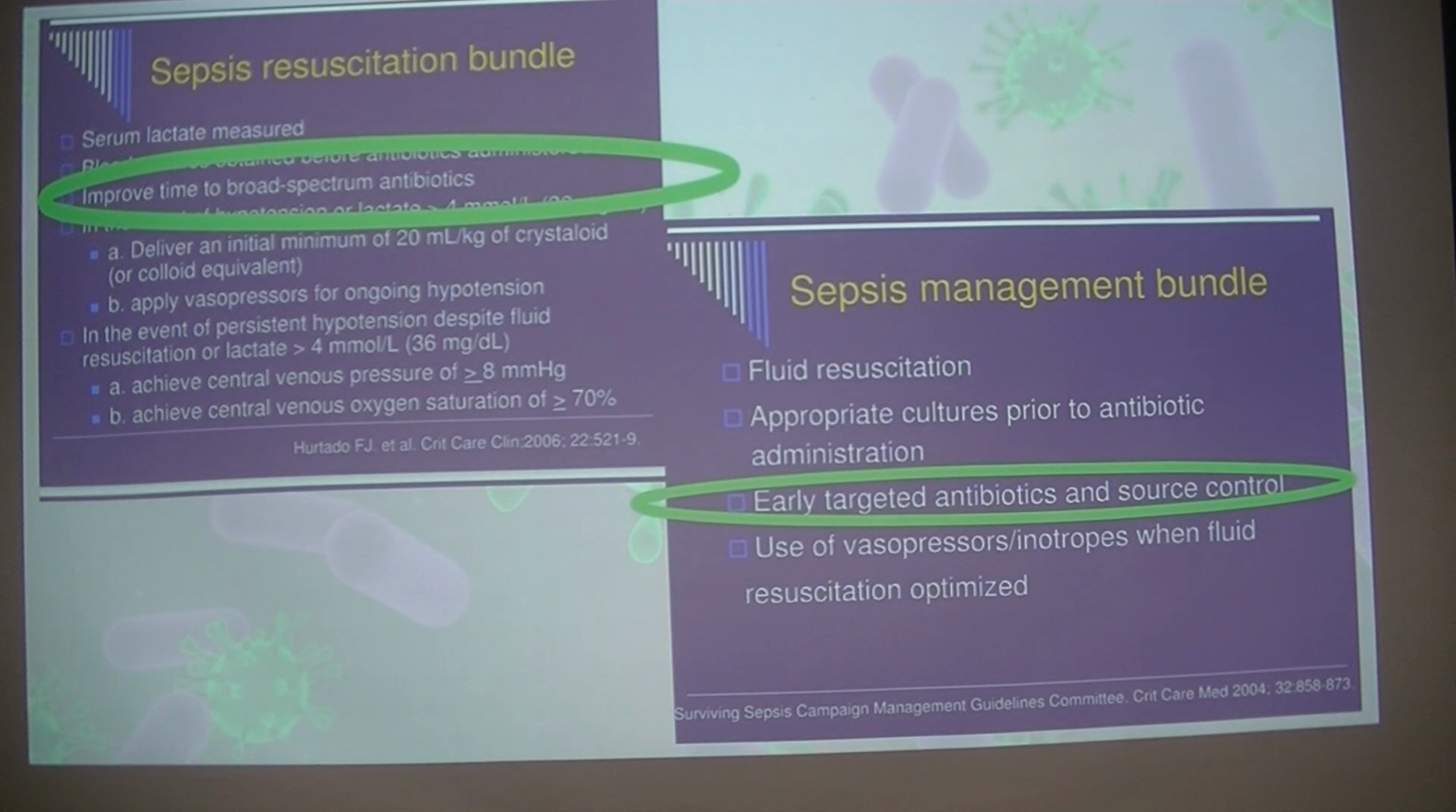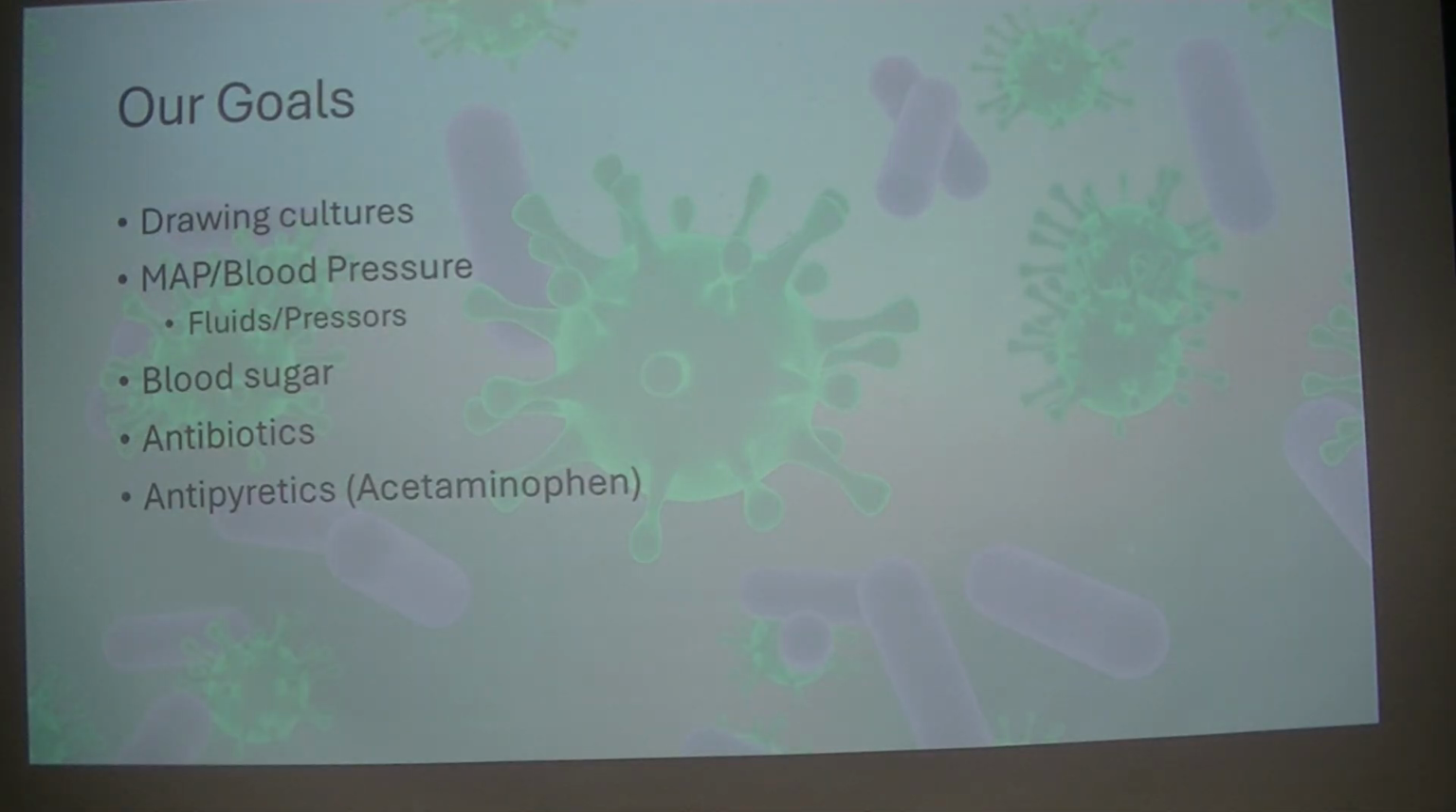So these are some goals during sepsis management. Improve time to broad-spectrum antibiotics and early targeted antibiotics and source control. So really, we need to focus on getting those antibiotics on board as early as possible. Our goals: drawing cultures, MAP and blood pressure control, so fluids and pressors, blood sugar control, antibiotics, and antipyretics, so acetaminophen if we need to.